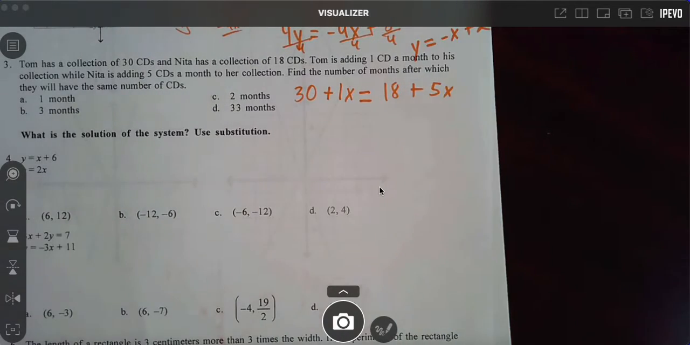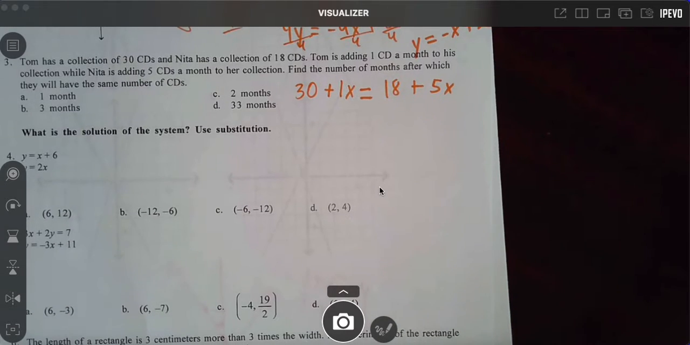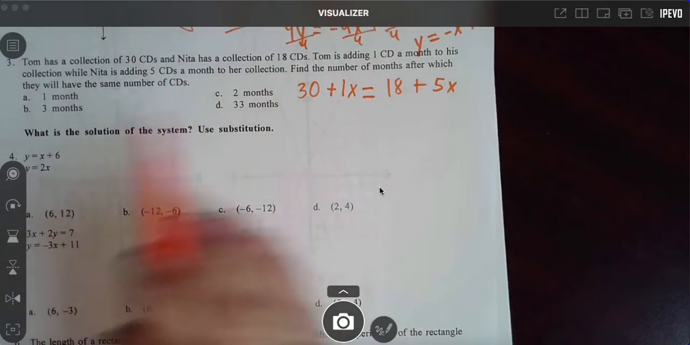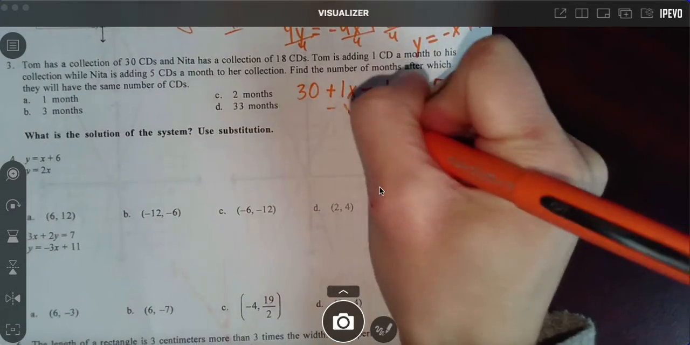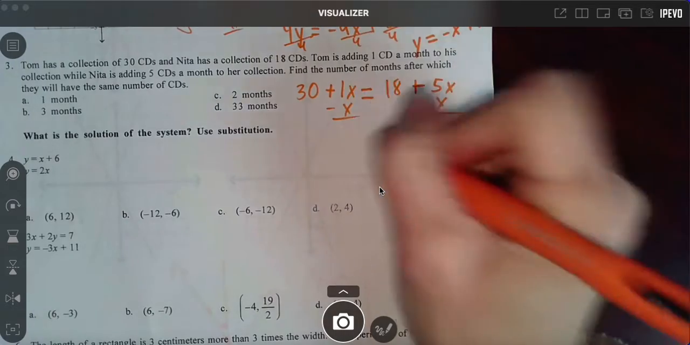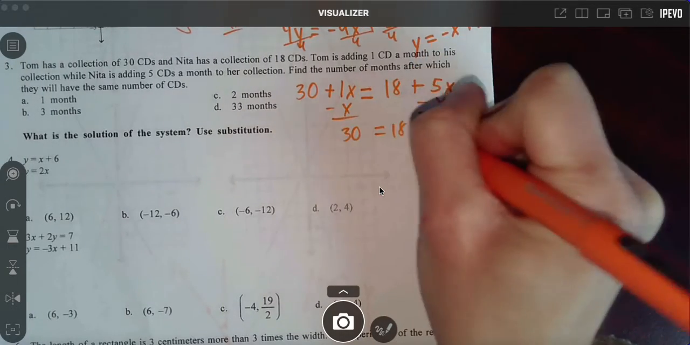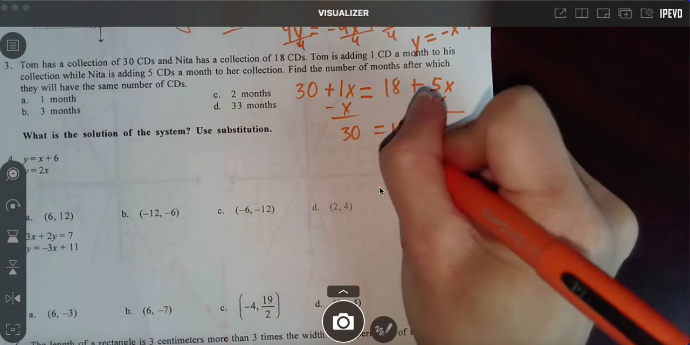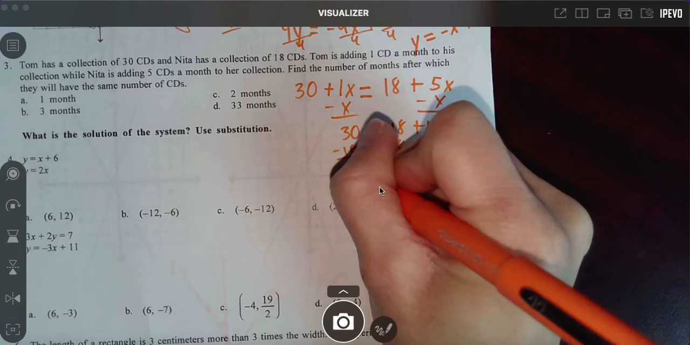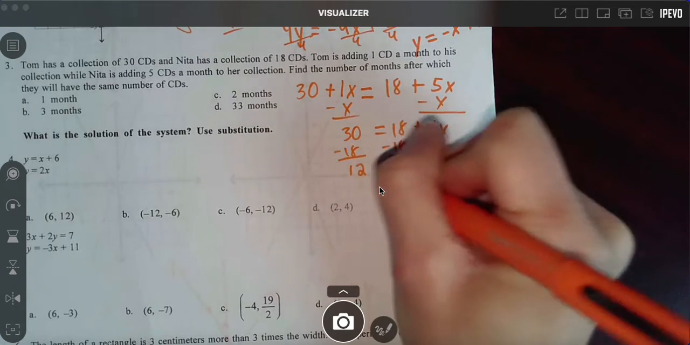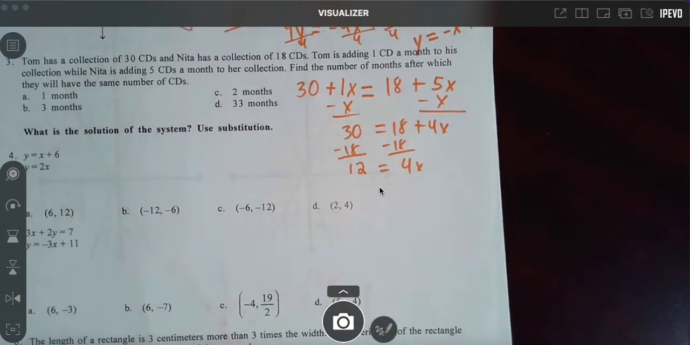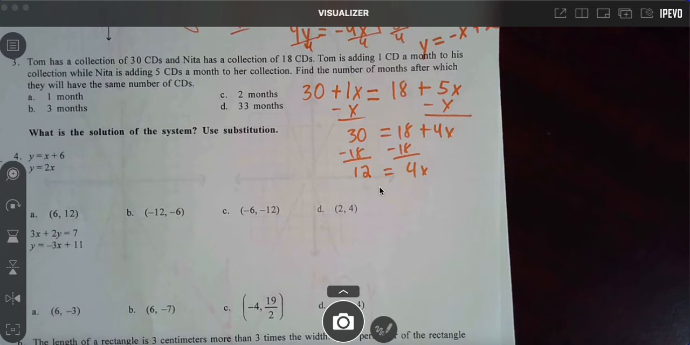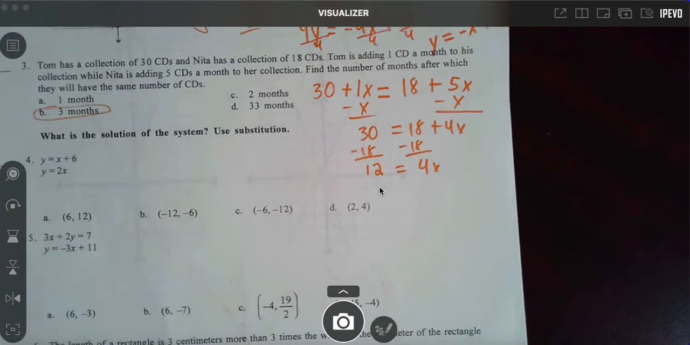To see when they're equal, I'm just going to solve for how many months that'll be for x. So, okay, yeah, you could plug in and see which number works, or I can subtract my 1x. So I get 30 equals 18 plus 4x. Then what? Subtract 18. What's 30 minus 18? 12 equals 4x. Then what would I do? Divide by 4. How many months is it going to be? 3. If I did 12 divided by 4, it would be 3 months.